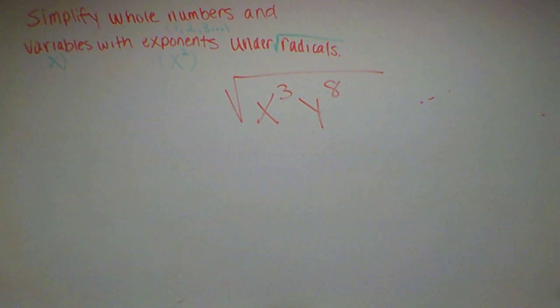Wait, how many did you pull out? Oh wait, no, 1. Just x. There's not x left over, so just stay this. Y to the 4th. So many Y's. This is a radical. You write another radical.